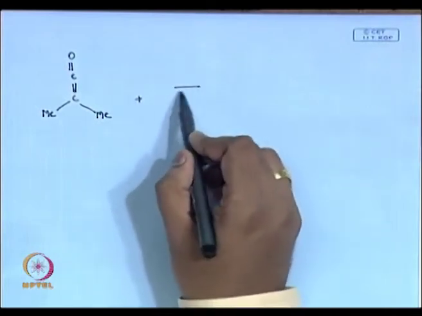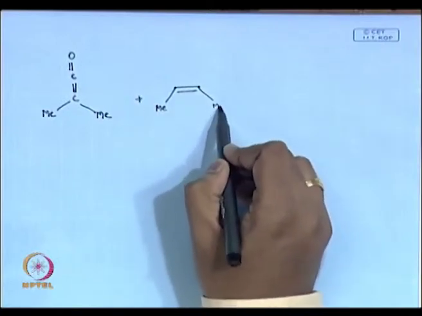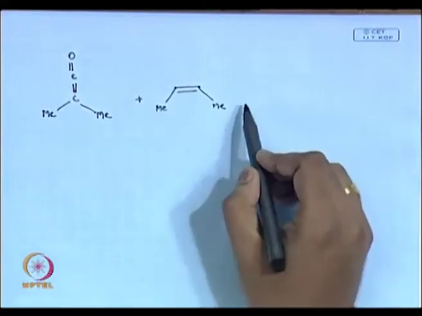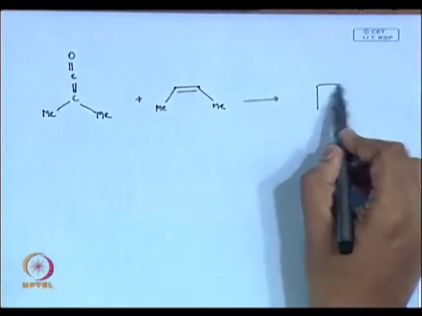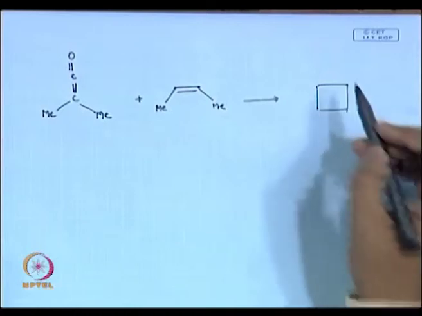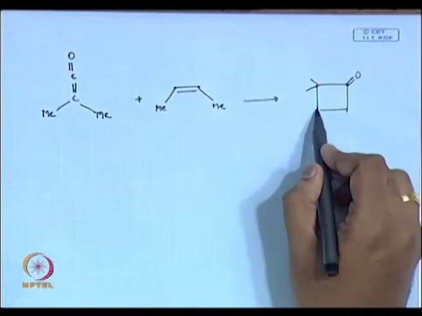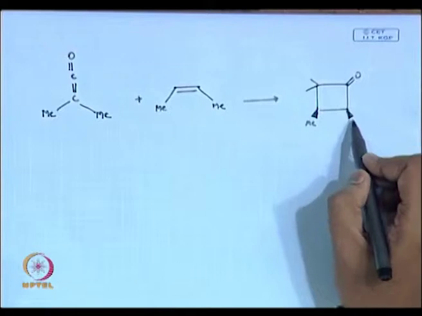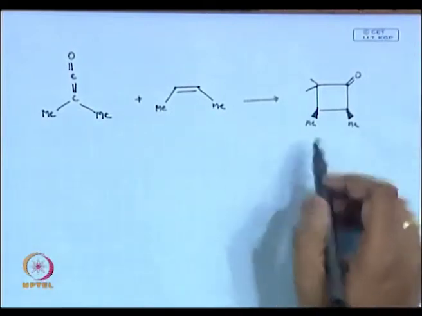See, if I take a Z olefin, just I am taking a Z olefin, and if we see this chemistry, the product will be interesting. One way of writing is that, see this, you get this type of product. And this reaction is very fast.